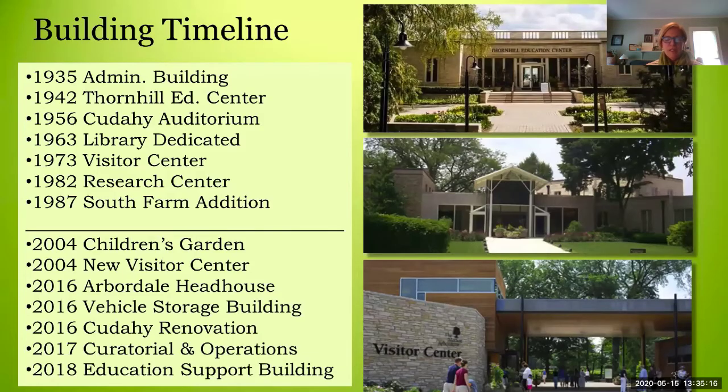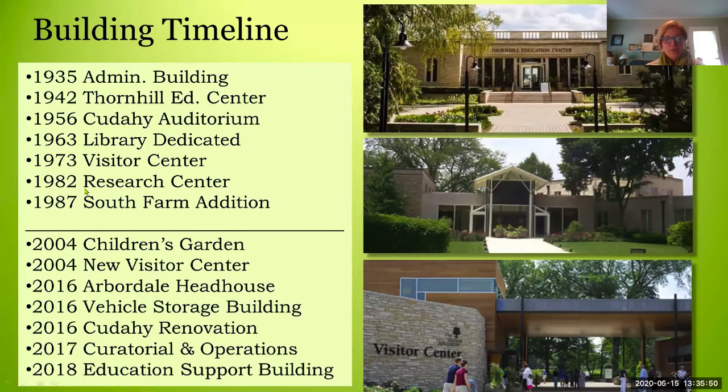So this gives you just a little bit of perspective on the timeline here at the Arboretum as to when different buildings did arrive on our grounds. So the admin building that some of you are still working out of was built back in 1935. The Thornhill Education Center was 1942, all the way up to our first visitor center, which was really not until 1973, which is kind of amazing to me.